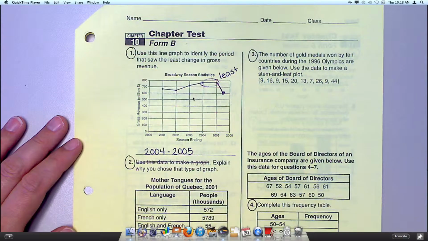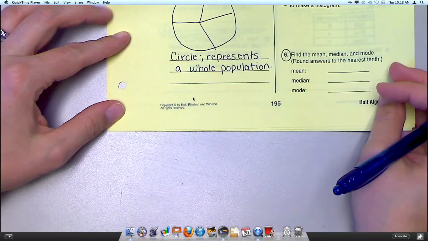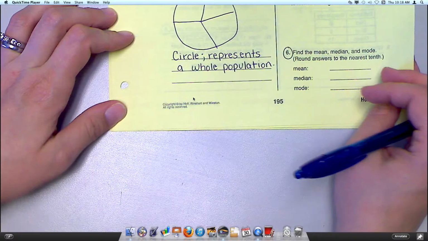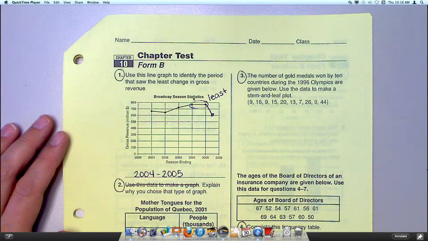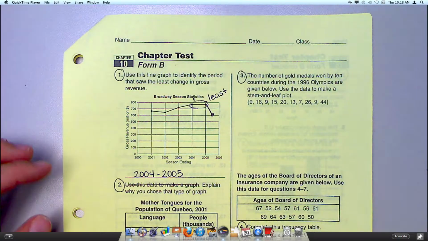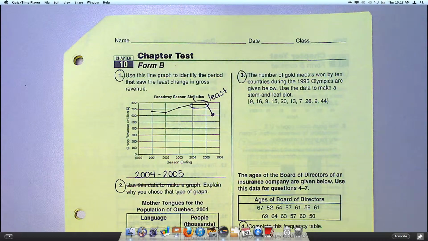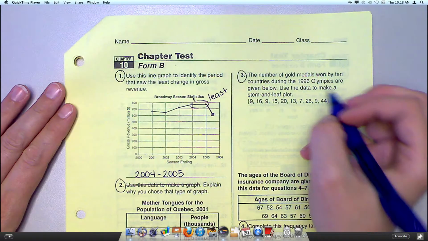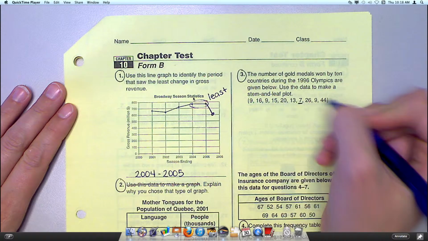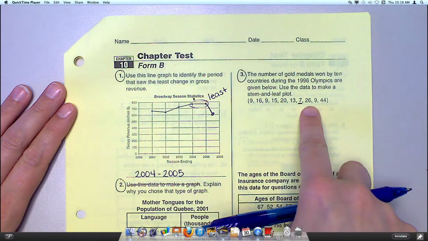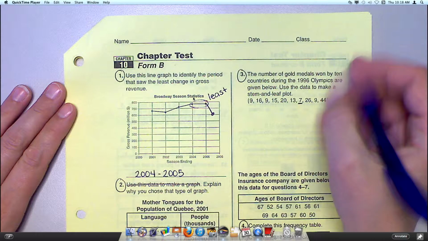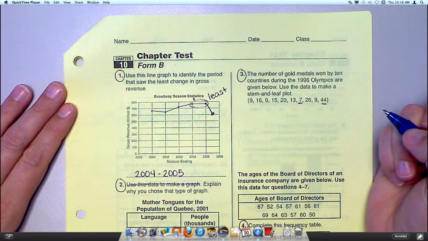Okay, number 3. The number of gold medals are shown below. Make a stem and leaf plot. Now this is just a single stem and leaf. Ooh, there's something tricky on this one though. What's the smallest number you see here? 7. Yep. And then what's the biggest? 26, is that right? Oh, 44. Thank you. I thought you said 34 and I was like, I don't see any 30s.